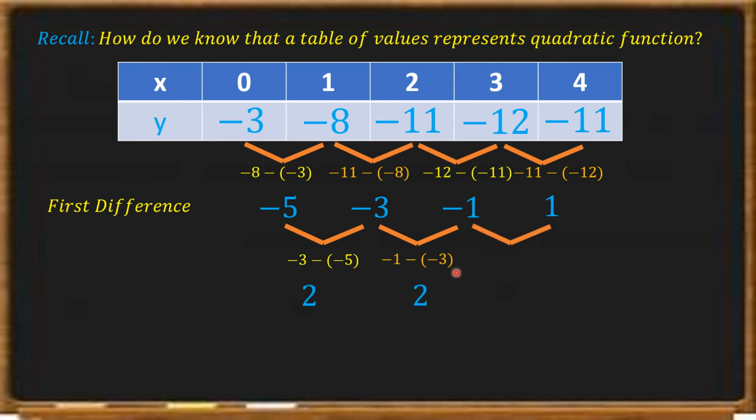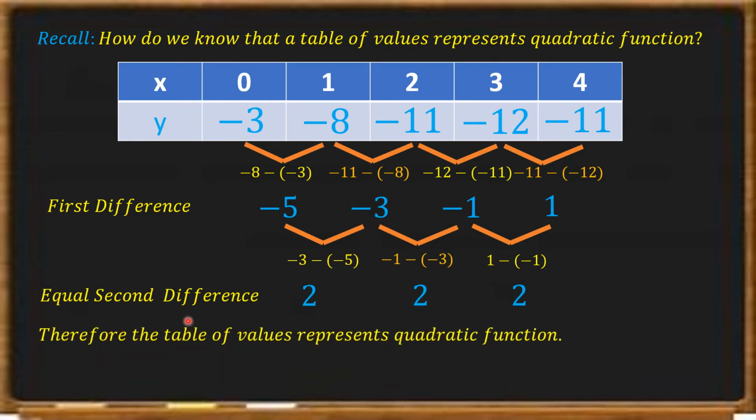Okay, then for the third one, you have 1 minus negative 1. So this is plus 1. So 1 plus 1, it's 2. Okay, so this is now our second difference. Since they are equal, they are all 2. They are equal. Therefore, the table of values represents a quadratic function.